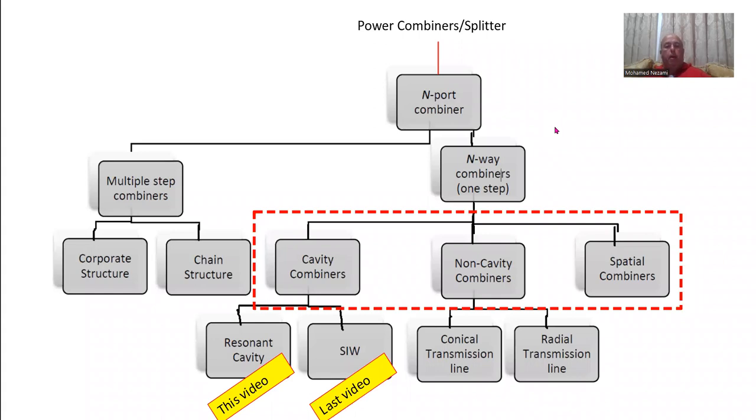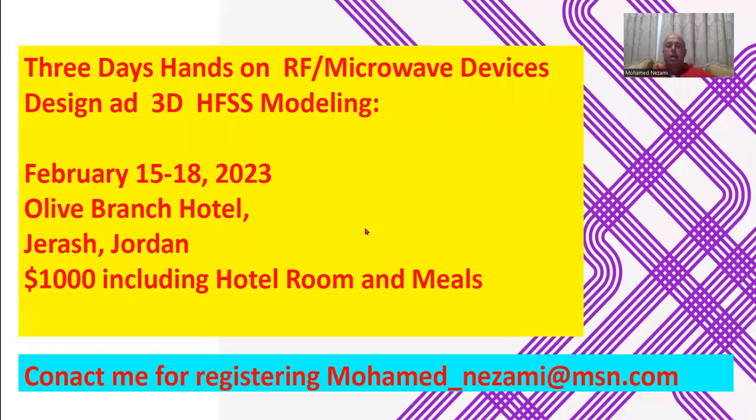Okay, so I didn't put the reference where I got this, but this is from publicly available materials on this topic, on combiners and splitters in general. And it does a nice survey of the in-phase combiners or splitters. When we say combiners, it's the same as splitters, because the only way is you flip it this way. This is a combiner. This is a splitter. This is a splitter. This is a combiner. So if we combine, we have either combiners in one step or in multiple steps. And you can see that right here.